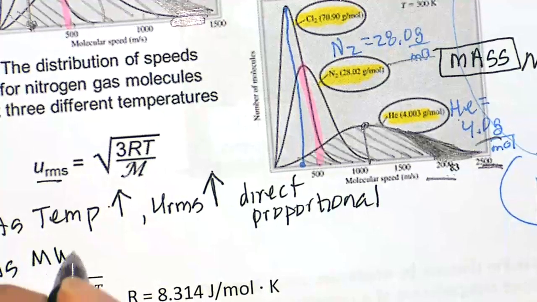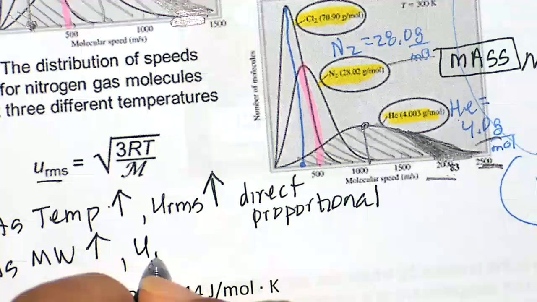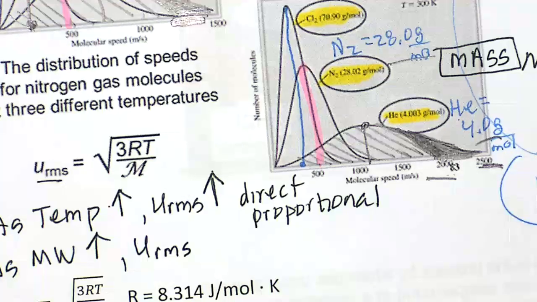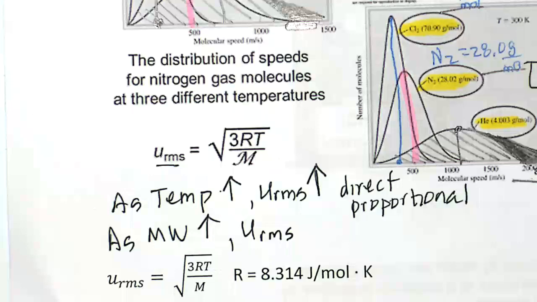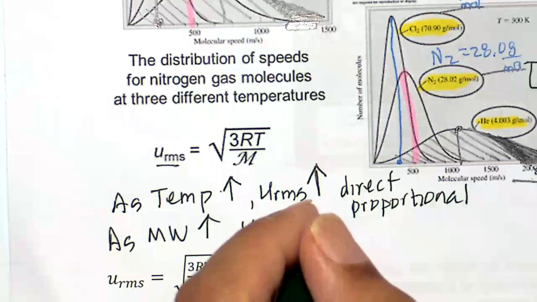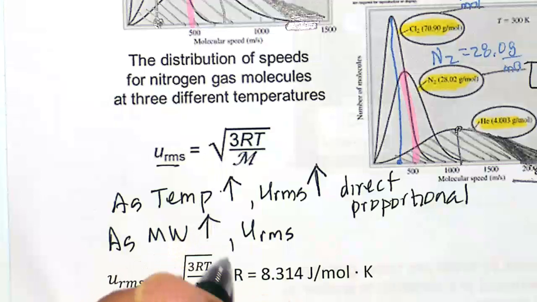As the molecular weight goes up, what happens to the root mean square speed? If you're a really light gas, really light, it gets what? As the molecular weight goes up, what happens to your speed? Who's fast?